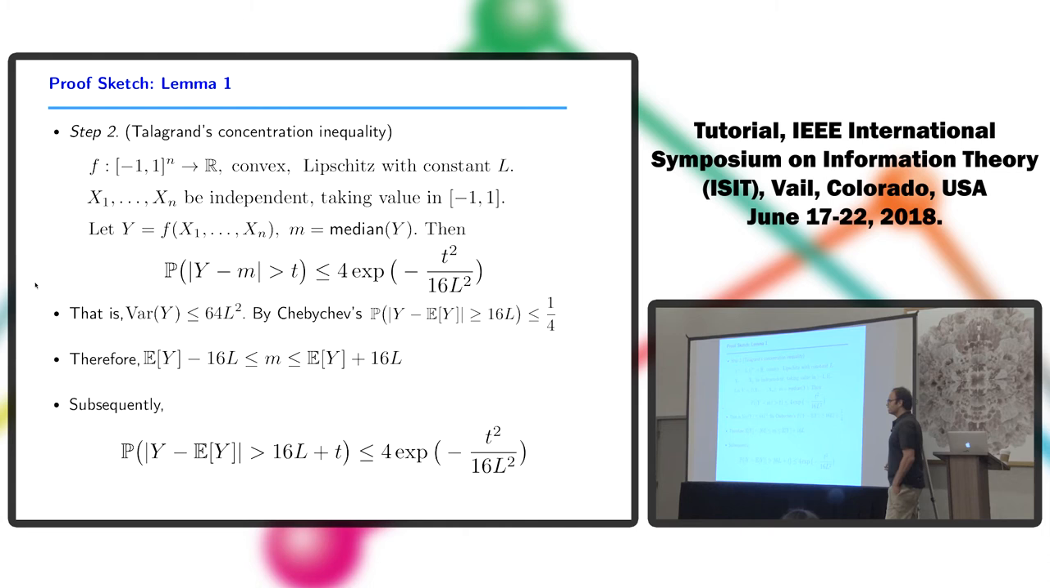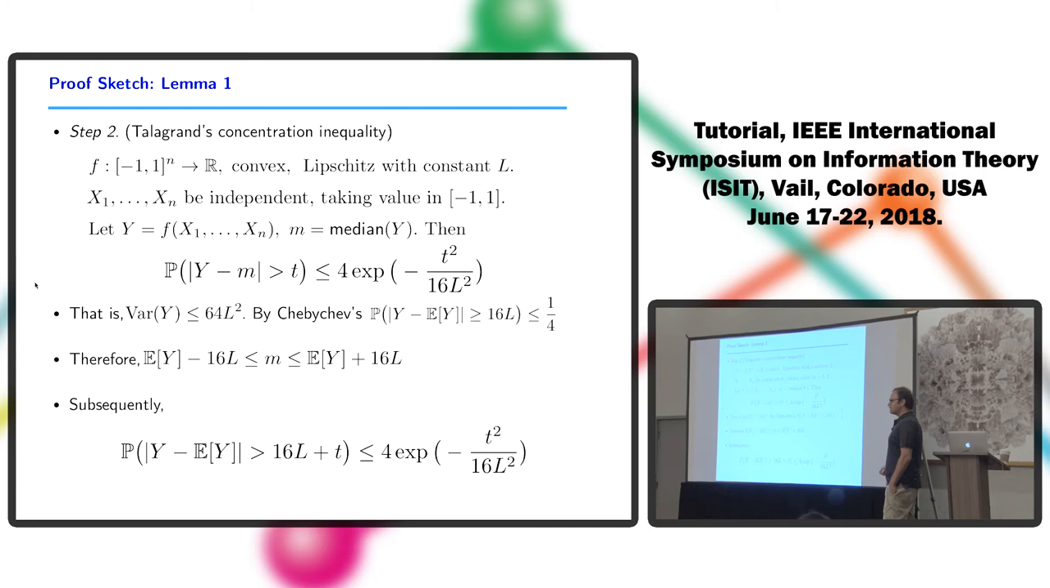Okay. Now, this also tells you that the variance of y cannot be larger than this. By Chebyshev's, this means that y and the expectation of y cannot be away from each other by more than 16L for at least 75% of the chance. This tells you that the median must be sandwiched between these two numbers.